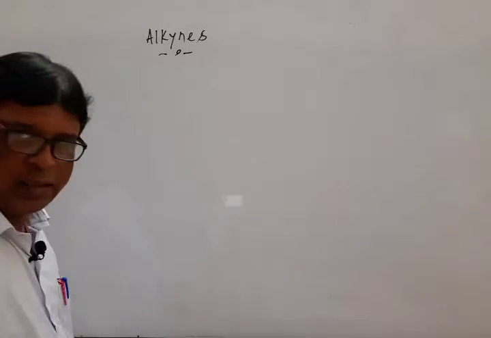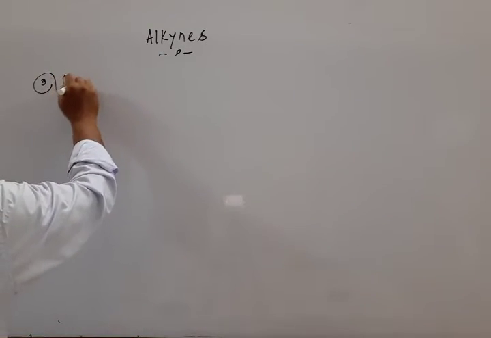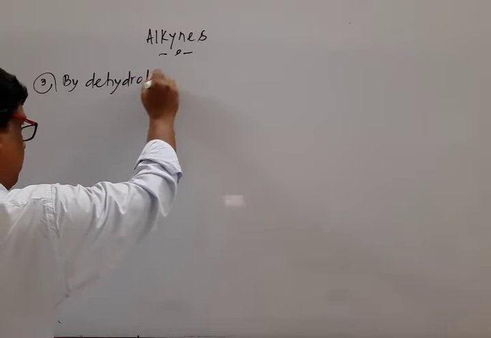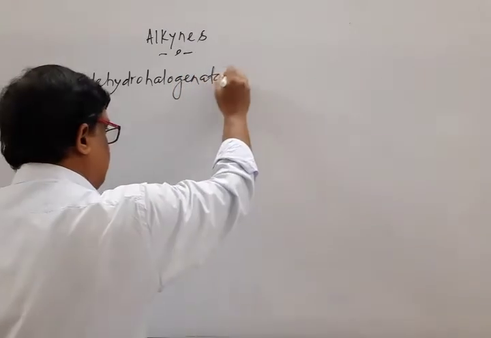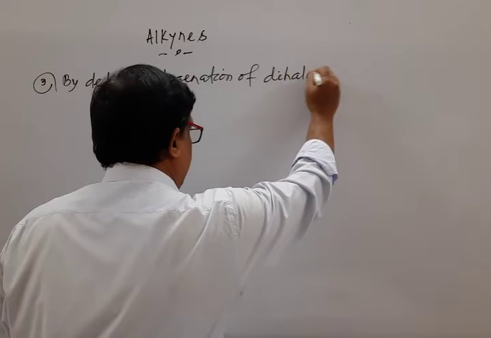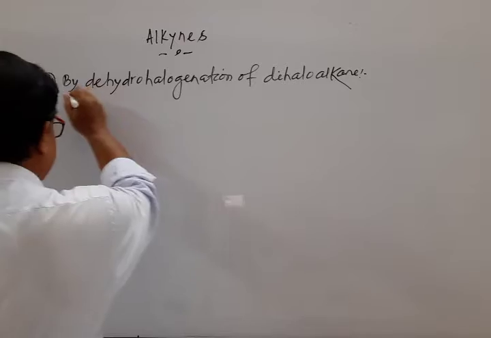What is that one reaction? Third method, by dehydrohalogenation of dihaloalkane. Mark that.